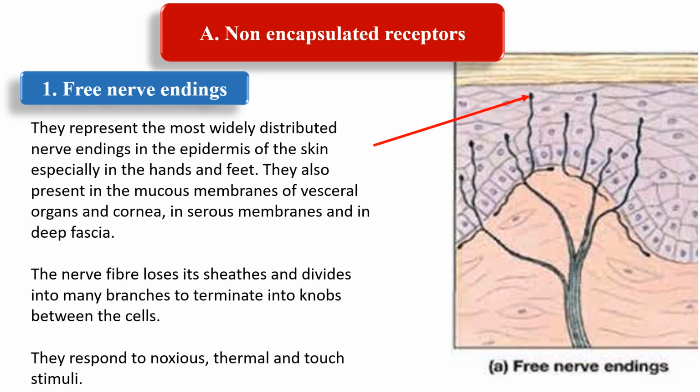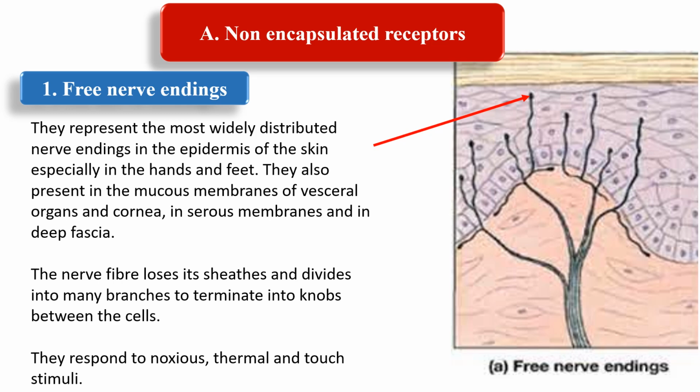As regards the free nerve ending, which is one type of non-encapsulated receptor, free nerve endings represent the most widely distributed nerve ending in the epidermis of the skin, especially in the hand and the feet. They are also present in the mucous membrane of the visceral organs and cornea. They can be found also in serous membranes and in deep fascia. What about the pathway of the nerve fiber in this type? The nerve fiber loses its sheath and divides into many branches to terminate into knobs between the cells.